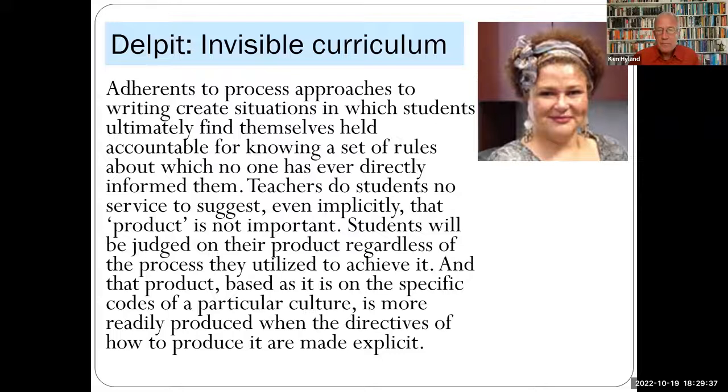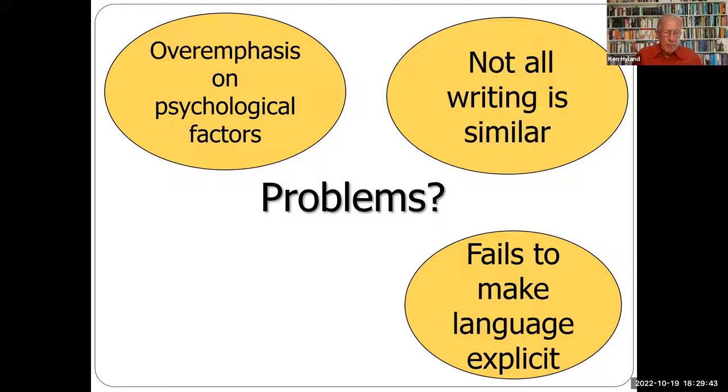A third problem with this approach is that it assumes that making the processes of expert writers explicit will make novices better writers. But not all writing is the same. It doesn't always depend on an ability to use universal, context-independent revision and editing practices. So exam writing, for example, doesn't involve multi-drafting and revision. And a lot of academic and professional writing is collaborative and time constrained. So different kinds of writing involve different kinds of process.